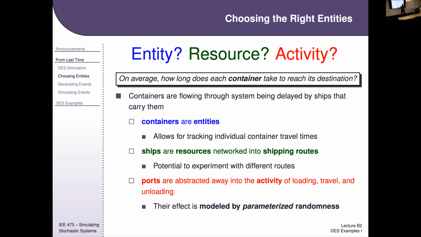A container shows up at a port, and it can't go anywhere unless there's a ship available for it to be loaded on. So the ships are the things that are causing the delays to the containers. In this case, the ships are the resources, and maybe the cranes that move the containers from the dock onto the ship could also be resources that are tied up. But all of the microscopic detail of the cranes loading can be abstracted away into a general activity of loading and unloading.